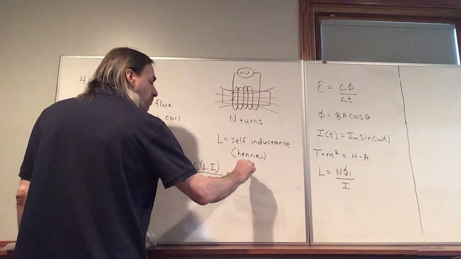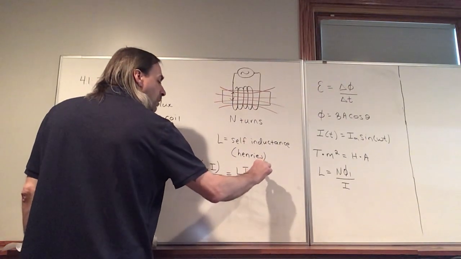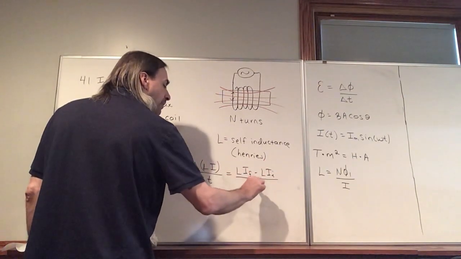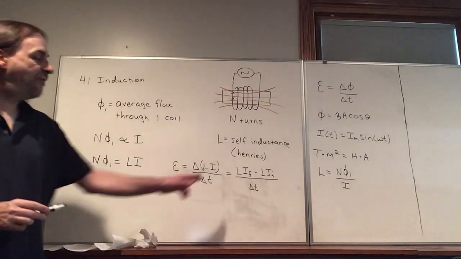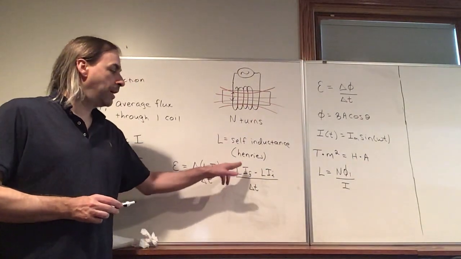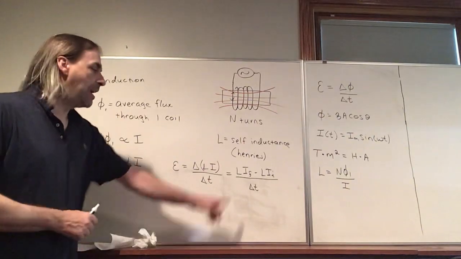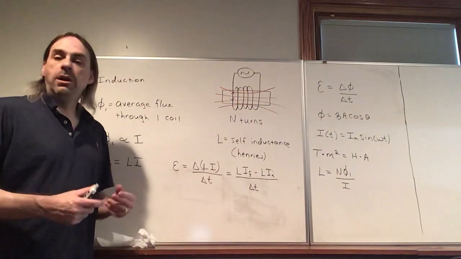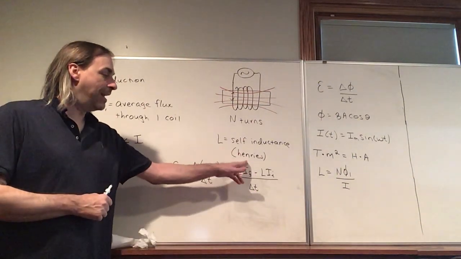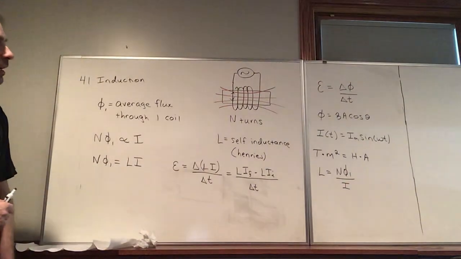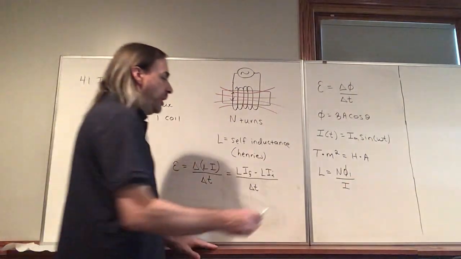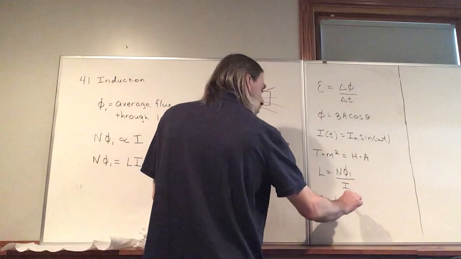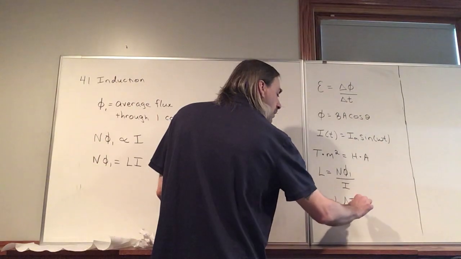So we'd have L times I final minus L times I initial over delta T. And we can factor the L out. So we have L times I final minus I initial. Now what are these I final and I initial? Well, we're looking at some time interval. So the current is changing, and this would be at the end of that time interval, that's the beginning. So if we factor that L out, we get EMF is L delta I over delta T.